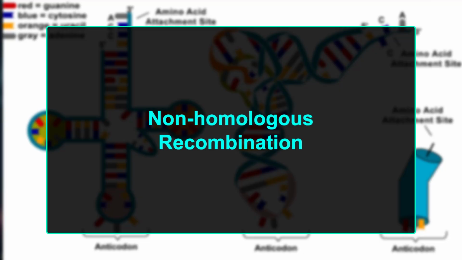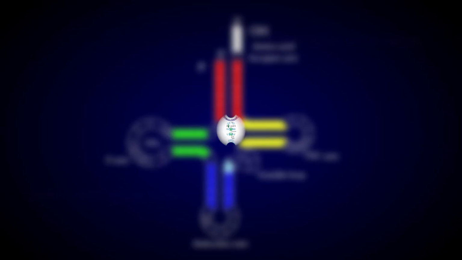Dear students, let's now discuss non-homologous recombination. Maintaining genomic integrity is imperative for the survival of an organism. Among different DNA damage, double-strand breaks are considered most deleterious since they can lead to cell death if left unrepaired, or chromosomal rearrangements when misrepaired, leading to cancer.